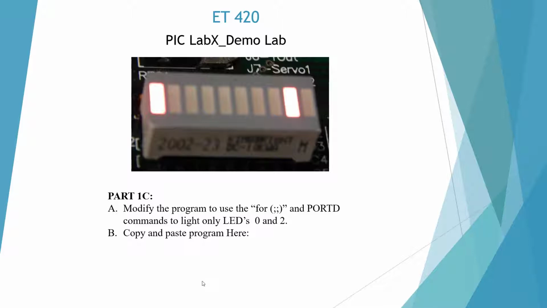The next part wants us to modify the program for using a for loop, and this is a continuous loop. It's another way to do the while command, and we want to use the PORTD command to light only LEDs 0 and 2. Okay, let's do it.